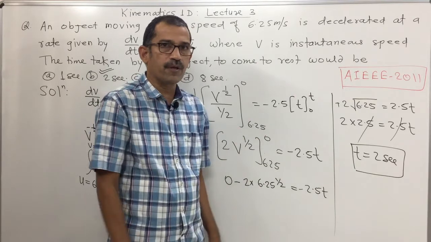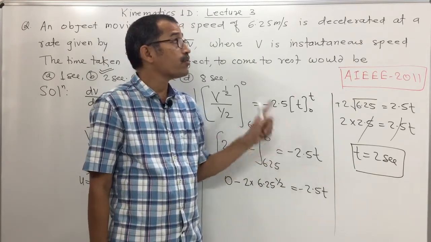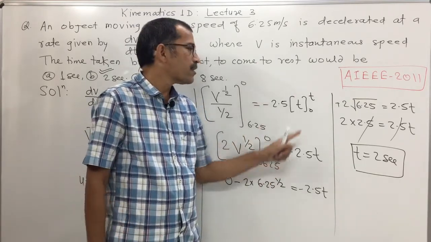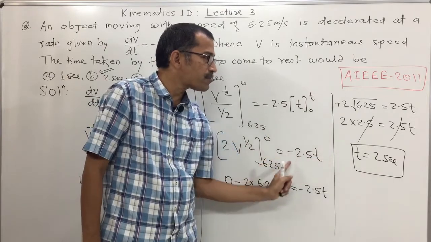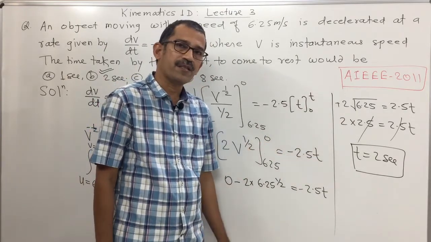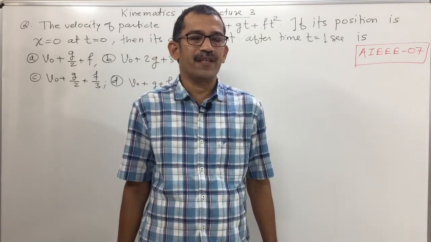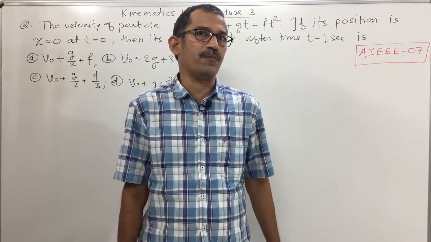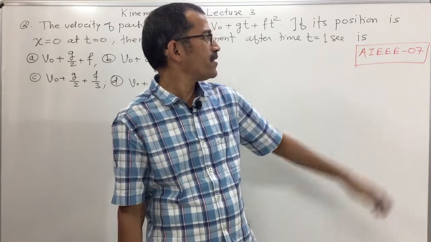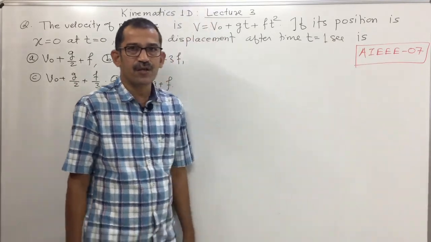Upper limit and lower limit, whatever is properly given, that one will be substituted, and then by properly solving problems and substituting values, the answer is easily possible. Okay, ready for the next problem? And this is the last problem of this lecture. The problem is from the IEEE 07 exam.